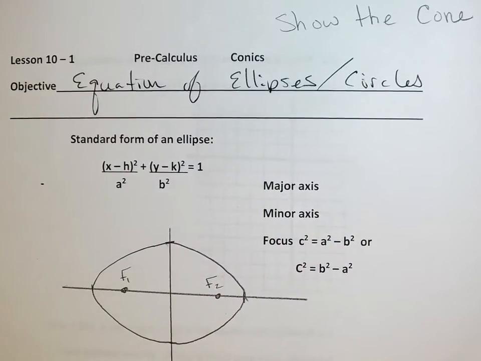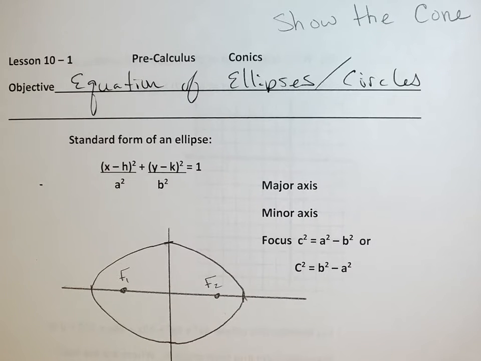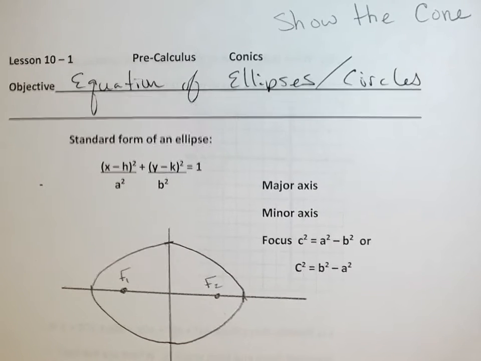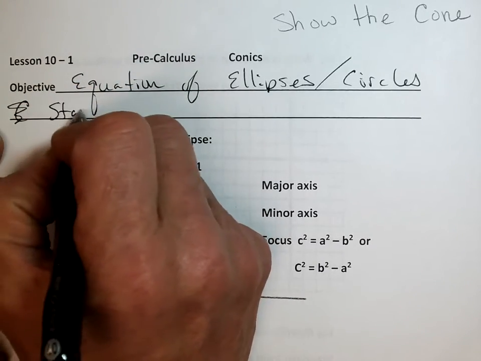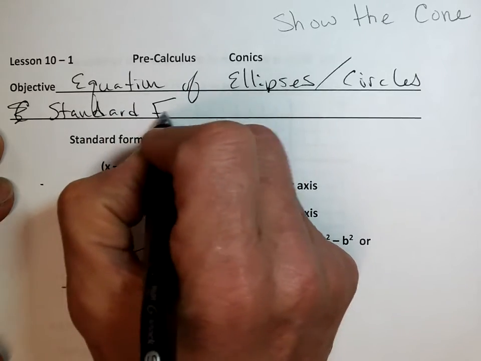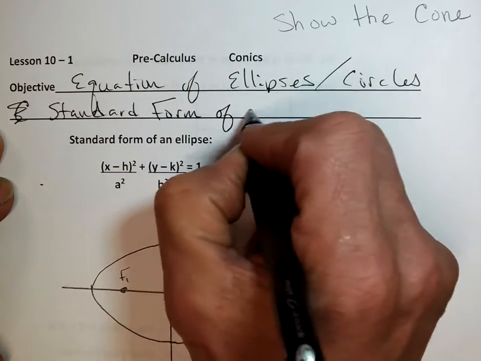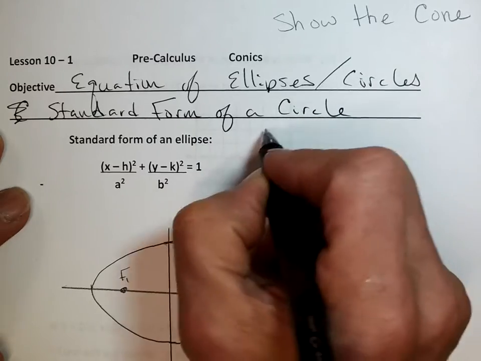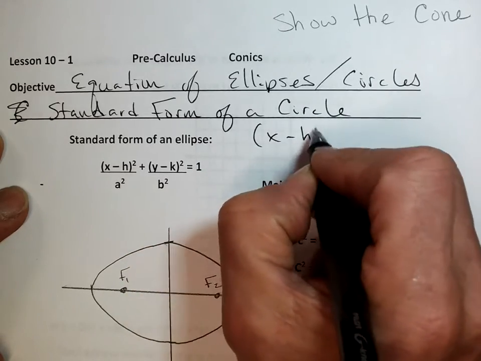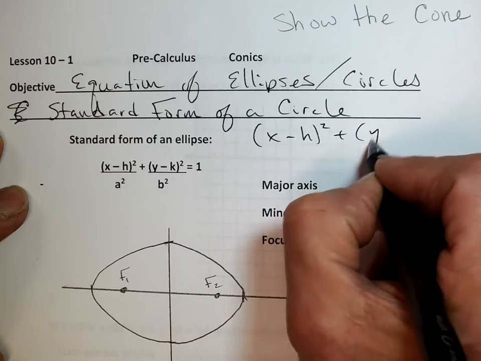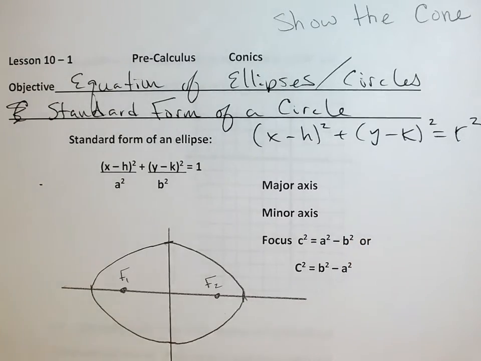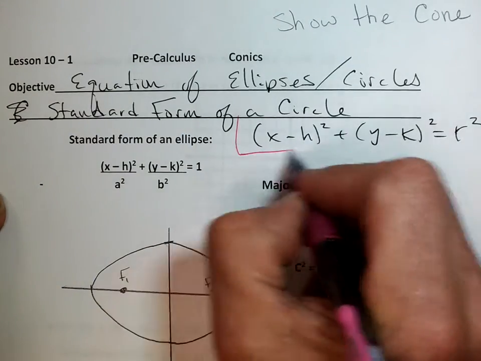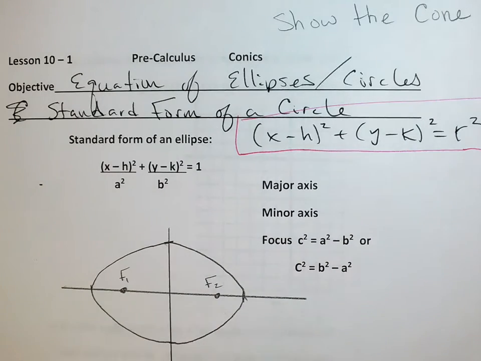So for some reason, this particular book doesn't go through the circles. They just assume you already know how to do circles. So before I do anything, I'll just put down the circle. So I'll go standard form of a circle. And that is x minus h squared plus y minus k squared equals r squared. That's the standard form of a circle. But we're not going to do much on circles today because this book just assumes you already know how to do circles, which you should.